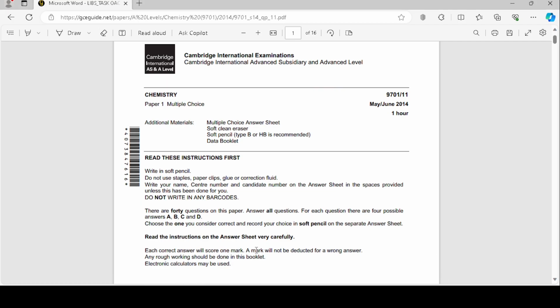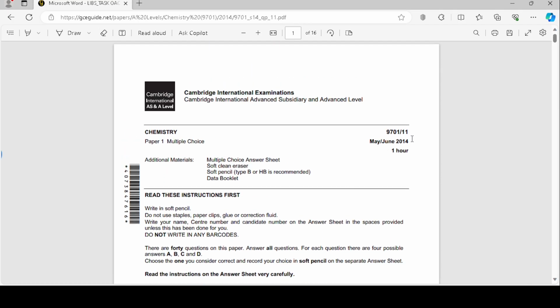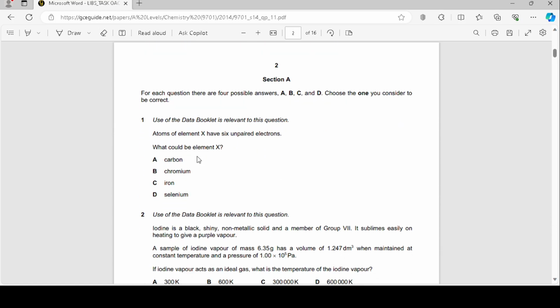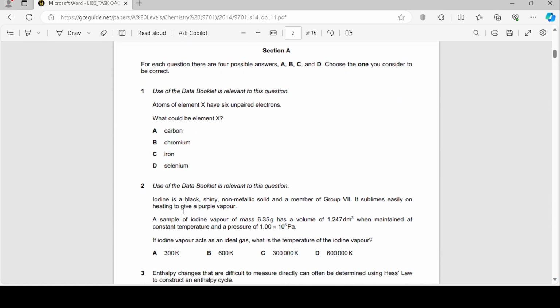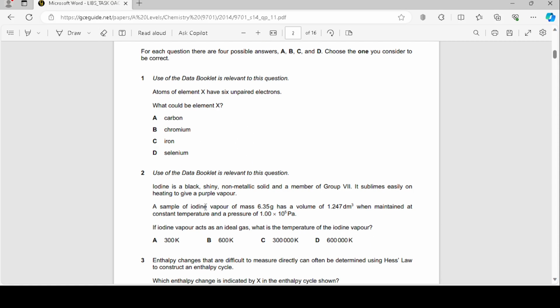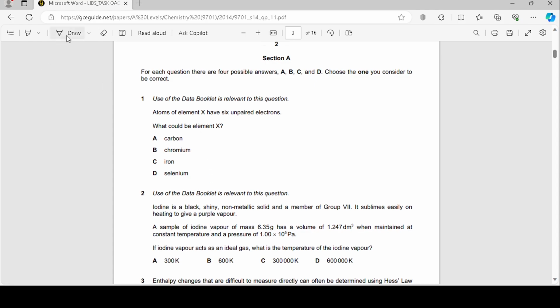Today I will be solving May/June 2014 paper 119701 chemistry. So let's start. Question number 1. Use of the data booklet is relevant to this question. Atoms of element X have 6 unpaired electrons. What could be element X?